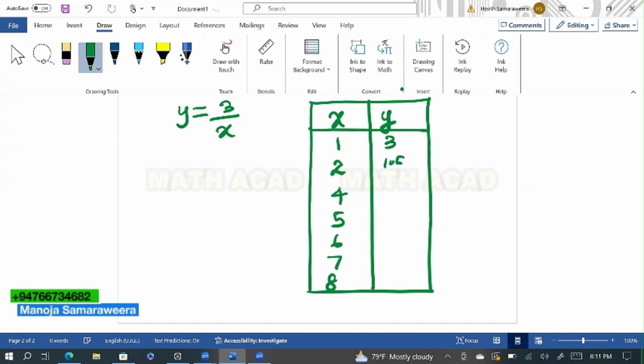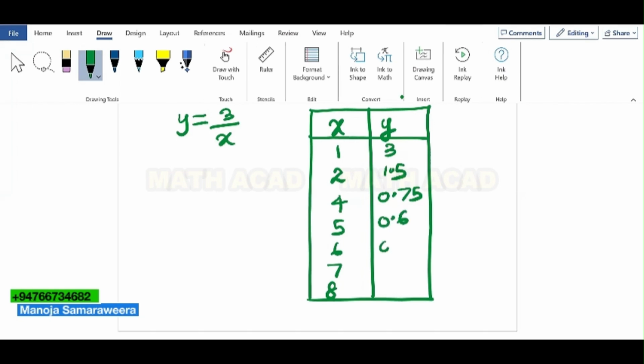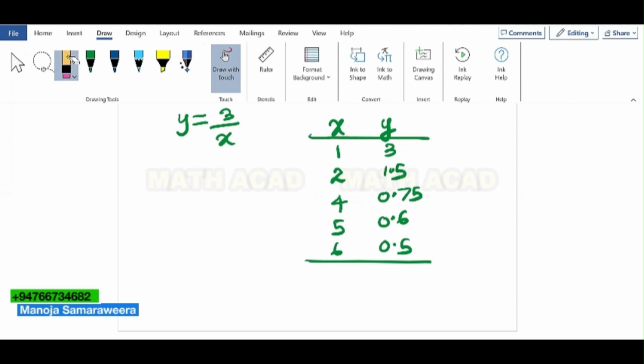1.5, good. 0.75, 0.6, 0.5. Okay. That's enough, right? And as x is increasing, y is decreasing. Yes. So what is the conclusion?